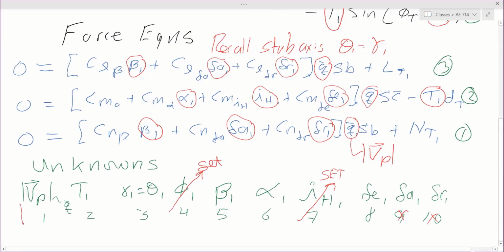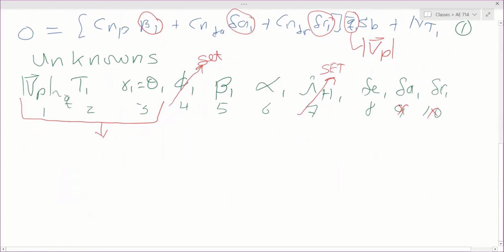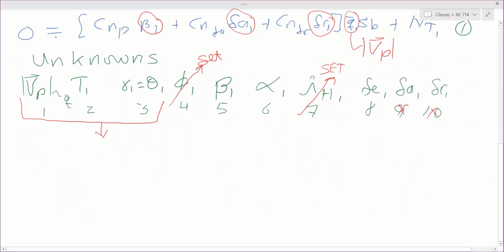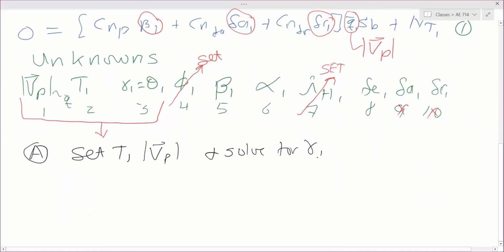So the reason I wrote these all over here together is that we're going to look at different combinations of choosing and setting these different variables. So one option is option A, is we're going to set thrust and the airspeed and solve for the flight path angle. So we could do that.